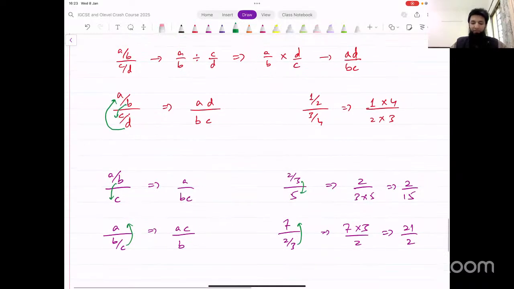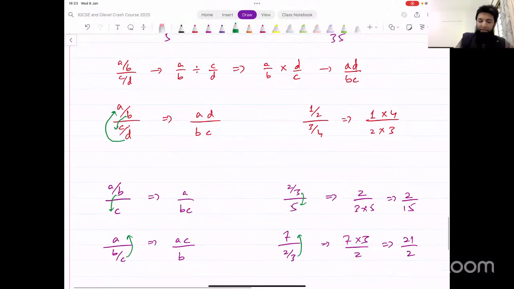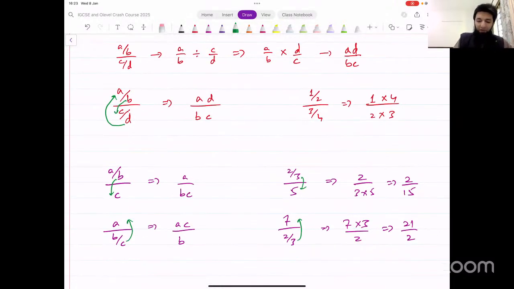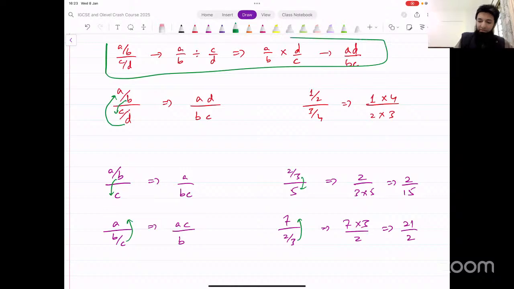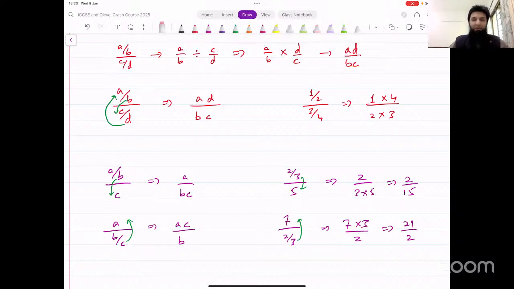If you get confused with this, an easier, although slightly longer way of doing this would be to just write it down like this, and then you simplify that. But that will save you from careless errors in case you get confused with this. Okay, all right. So that's how we deal with multiplication and division.